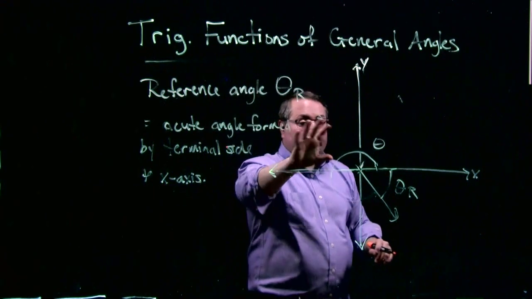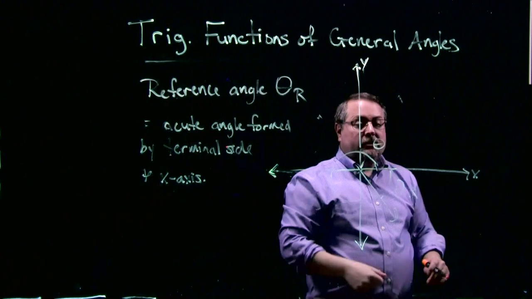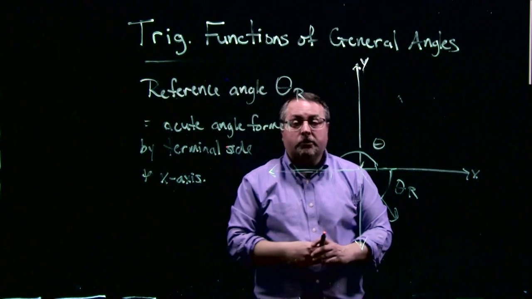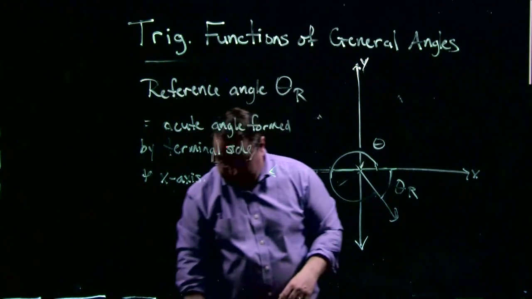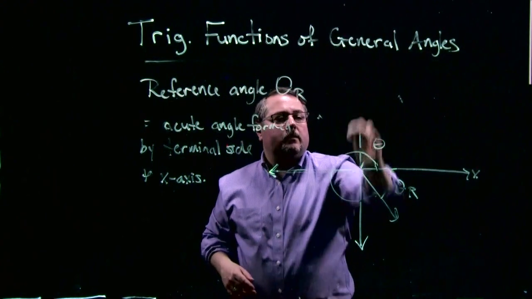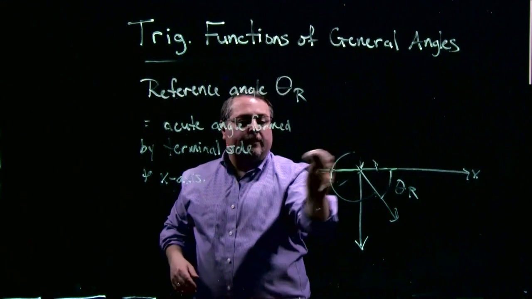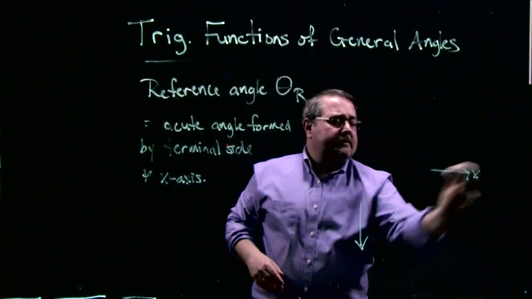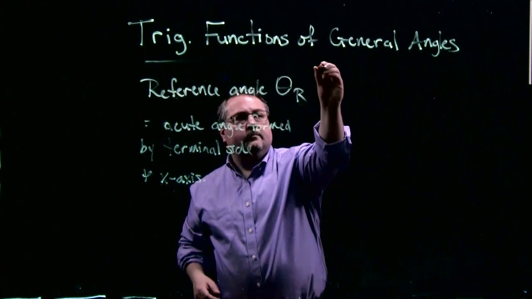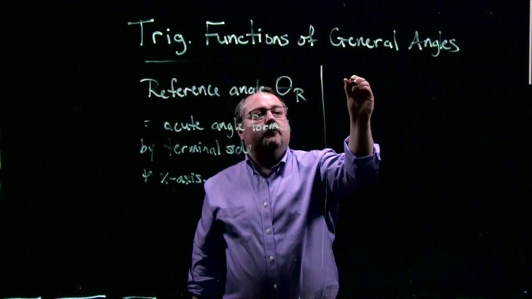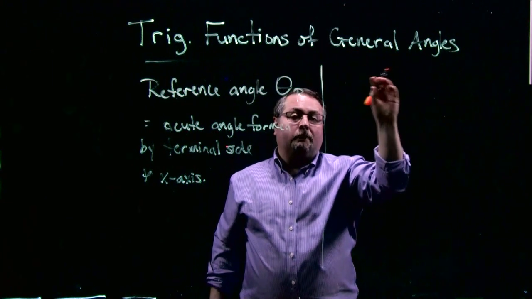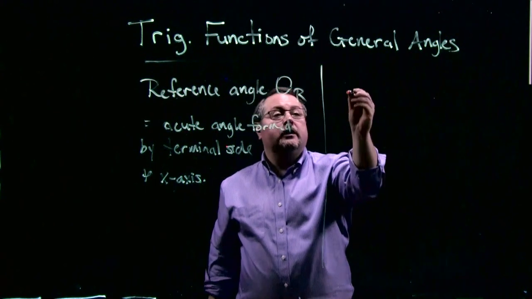So again, we're just going to find the acute angle that's formed by our terminal side and the x-axis, either the positive or the negative x-axis, depending on which quadrant we terminate. Okay, and it turns out, and this is why we care about these sorts of things, that every trig function of an angle is equal to either the trig function of its reference angle or the negative of the trig function.